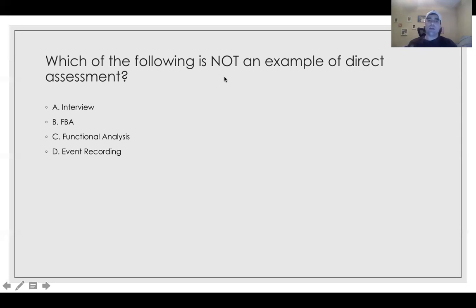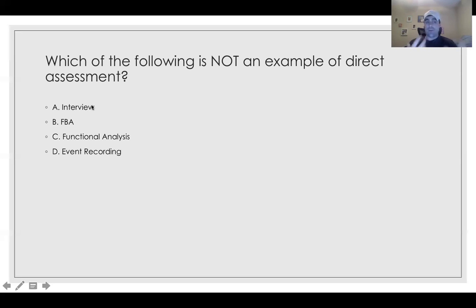What is the question asking? It's asking what is not an example of direct assessment. Therefore, we need to look for examples of direct assessment. And what is direct assessment? It's when you're observing the client. You're watching the client. You are directly seeing the client. So let's look at our answer choices.